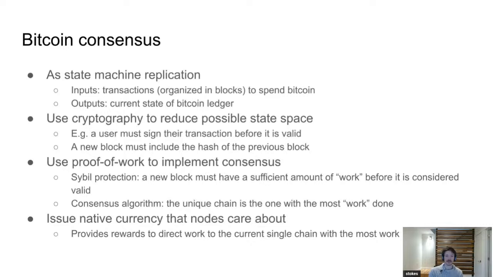And again, there's this notion of Sybil protection where you just have to do some amount of work before the block's even considered valid. And in the same breath, this is kind of a cool thing about Bitcoin, that it leverages this in multiple ways. Not only do you get Sybil protection, but you also can use this notion of difficulty to implement your consensus, right? And to give you one unique chain.